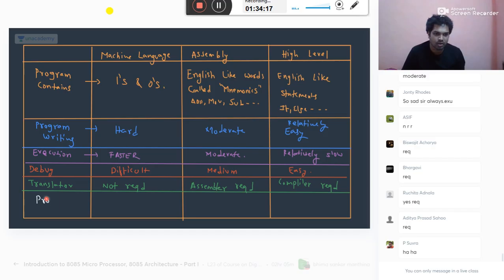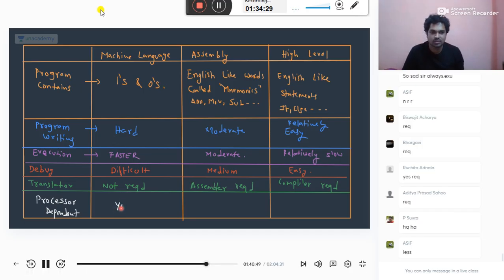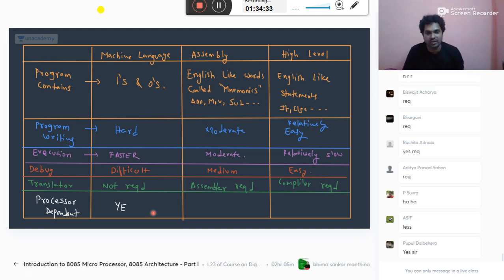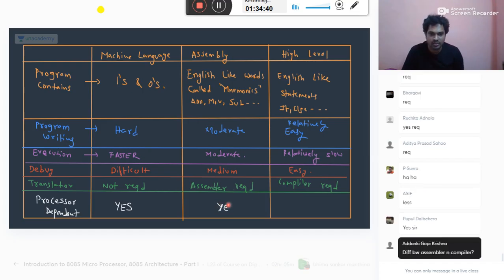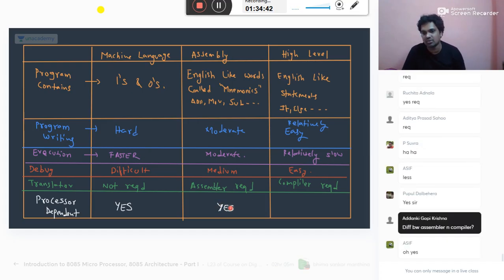Assembler is required. Here you need a compiler. Okay, next. One big advantage of high level languages, we are coming to that now: processor dependent. Machine language, yes. These ones and zeros are for your particular processor, because only that particular hardware will be satisfied by them. Here, this also, yes. You write for 8085, it is compatible with that 8085.